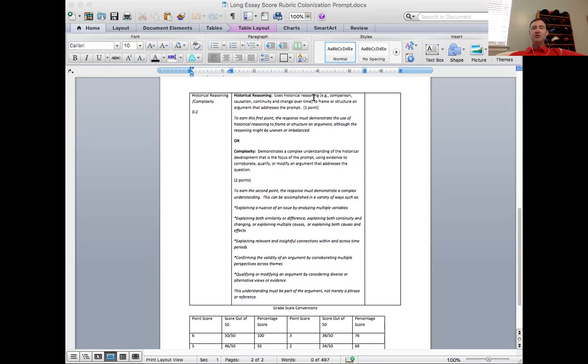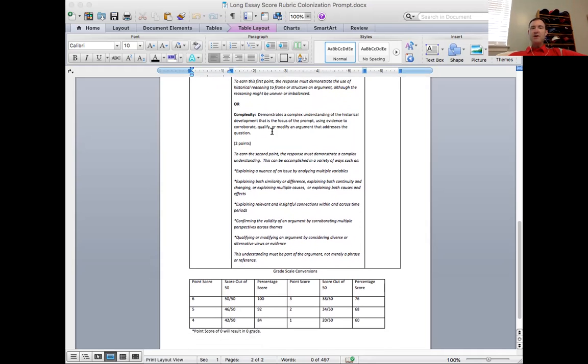Why? Look at what it says. Uses historical reasoning, e.g. comparison, causation, continuity and change over time, to frame or structure an argument that addresses the prompt. Okay, this is an example of how geography developed the colonies because, et cetera, et cetera. Okay, and you develop that with some depth. Maybe it's not great, but it's there. That's most likely going to earn you the 1 point if the reader can see, okay, you're making a connection back to causation. Now, the question is, where do you go to the next level with this?